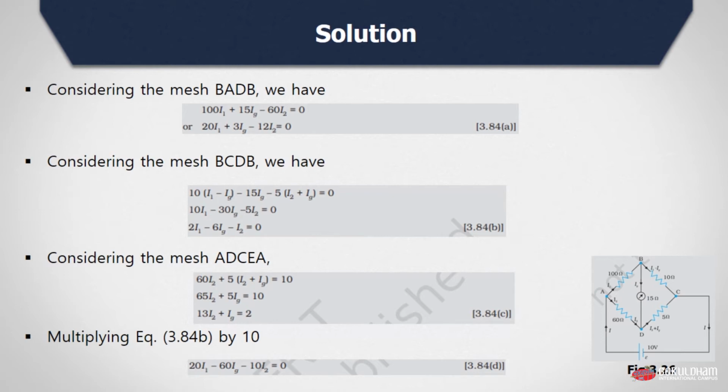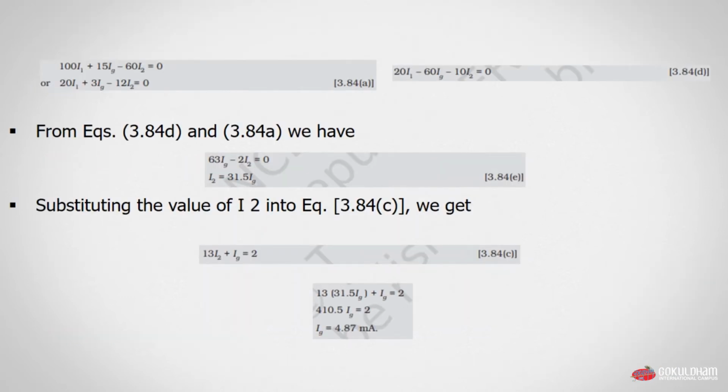Now multiplying equation 3.84b by 10, we get 20 I1 minus 60 Ig minus 10 I2 equals 0, which is our equation 3.84d. Now from equations 3.84d and 3.84a, we have 63 Ig minus 2 I2 equals 0, and I2 is equal to 63 Ig divided by 2, which is 31.5 Ig. This is our equation 3.84e.